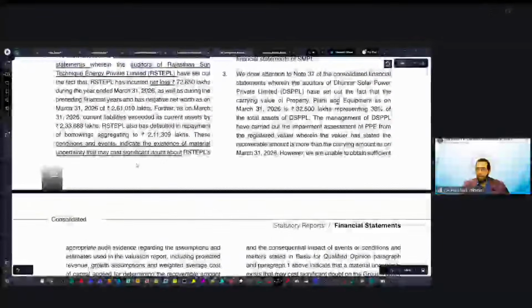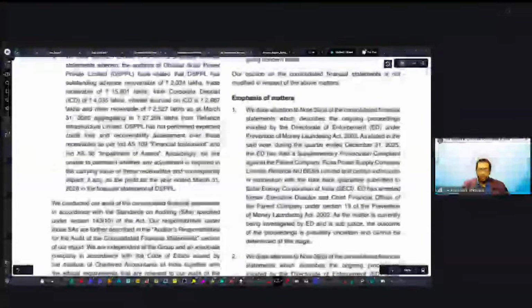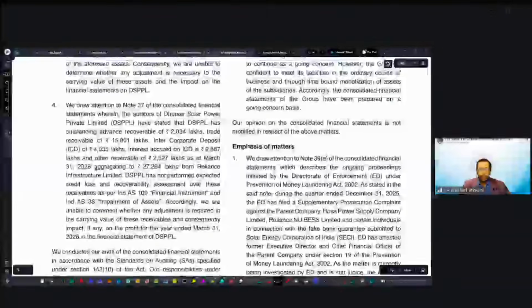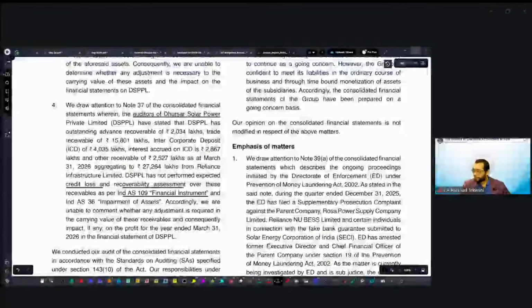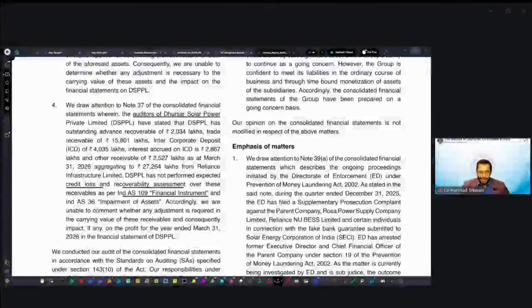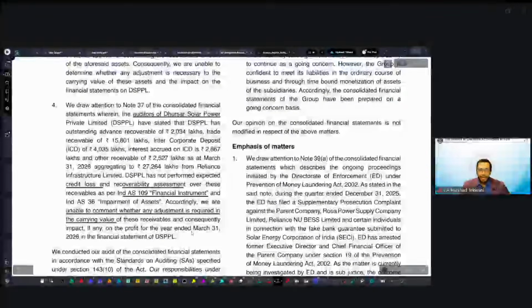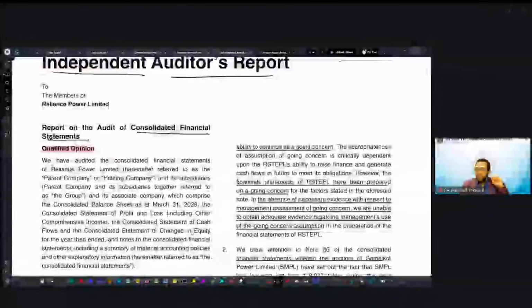Third entity, again same part. So there are multiple things. Then again, auditors of the fourth entity have pointed out some issue with respect to the credit loss and recoverability assessment that was not performed by the management of that entity as per Ind AS 109. As a result, they were not able to comment on the adjustment required in the carrying values. And because of all these things, there is a qualified opinion in the consolidated financial statement.